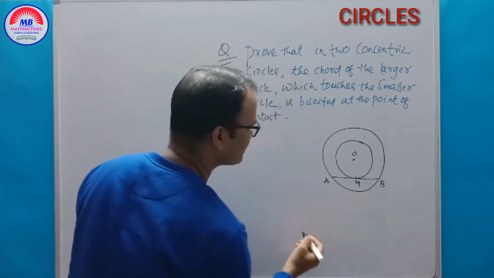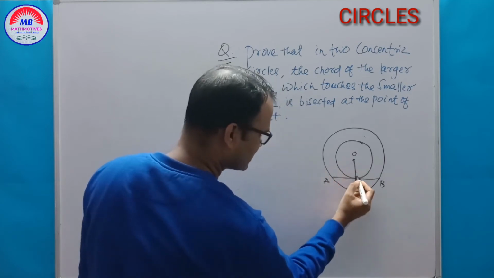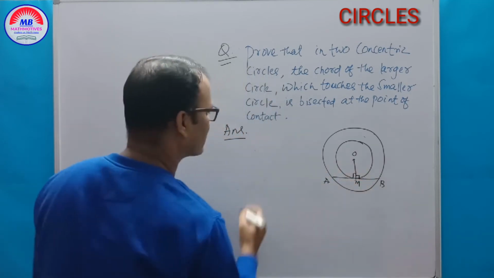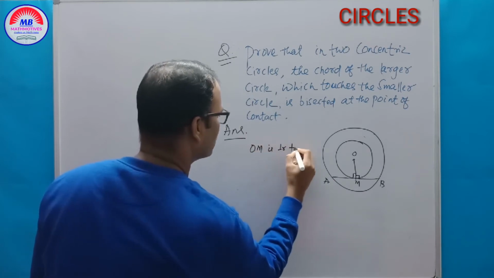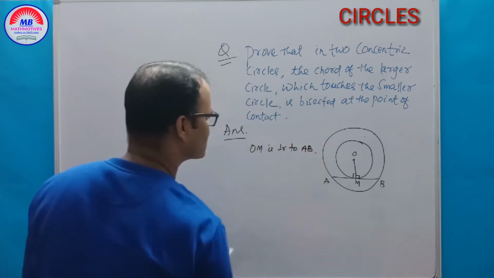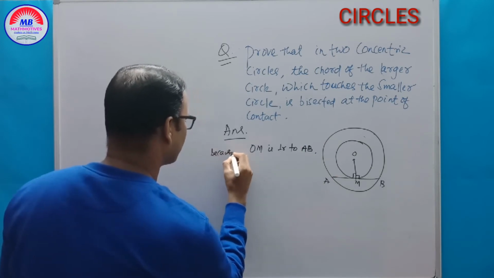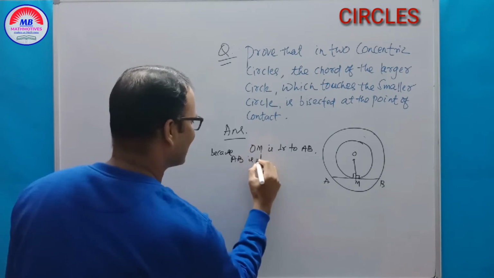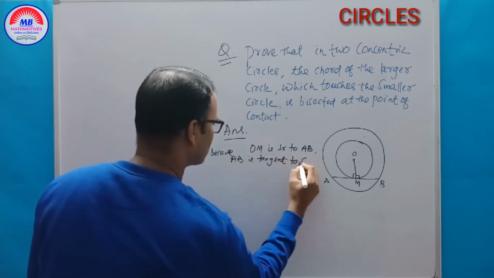Now see, draw a perpendicular here, then join it. That means it is perpendicular on that. OM is perpendicular to AB because AB is a tangent to the smaller circle.